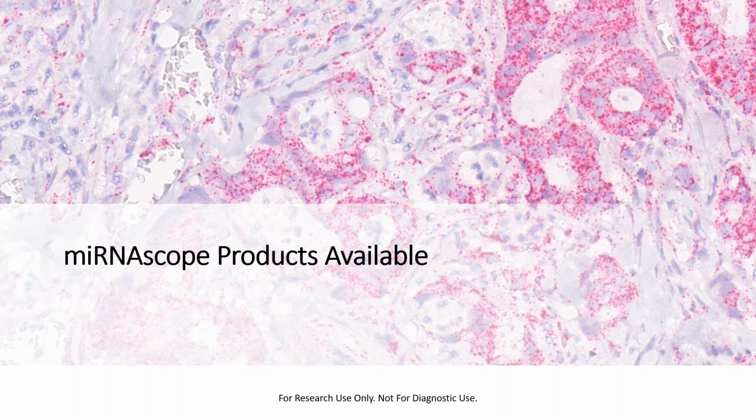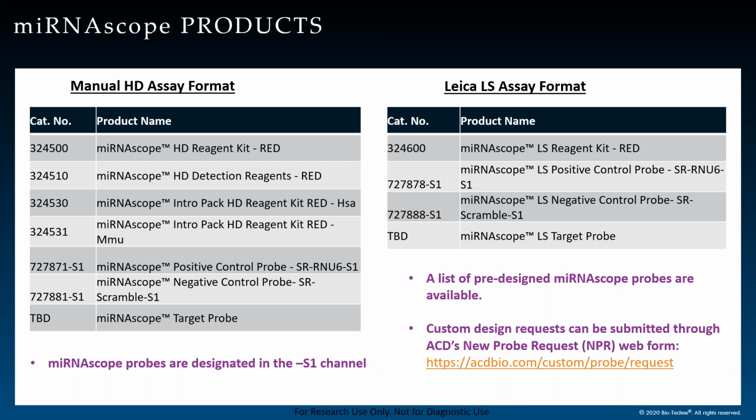Next, I'll go over the miRNAscope products that are available. As mentioned previously, the miRNAscope assay is offered in both the manual and LS formats. Each assay comes with universal control probes that are species independent, but are platform specific, so be sure to request the correct catalog probe for the assay platform that you prefer. For the manual assay, we have the HD reagent kit that includes all the pre-treatment reagents, along with the detection reagents needed for the assay.